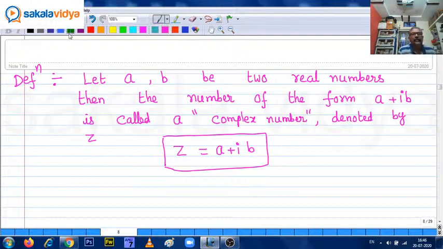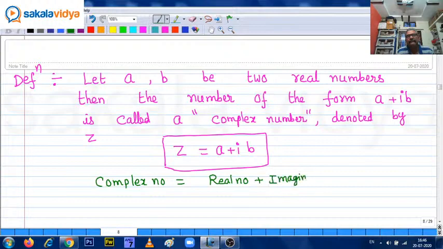That means you can write like this: complex number equals real number plus imaginary number. This is called a complex number. This is real number plus imaginary number. Hereafter, in z = a + ib, we can name a and b. Okay, let us discuss now.